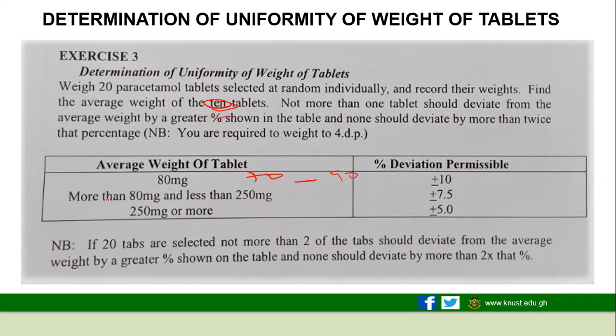Now, we are saying that if it's more than 80 but less than 250, then we are accepting 7.5. So the same way, maybe the given weight is 200. 200 is between the 80 and then the 250, right? If you happen to be 192.5, you are accepted. If you happen to be 207.5, you are accepted. So anything within this range is accepted, right?